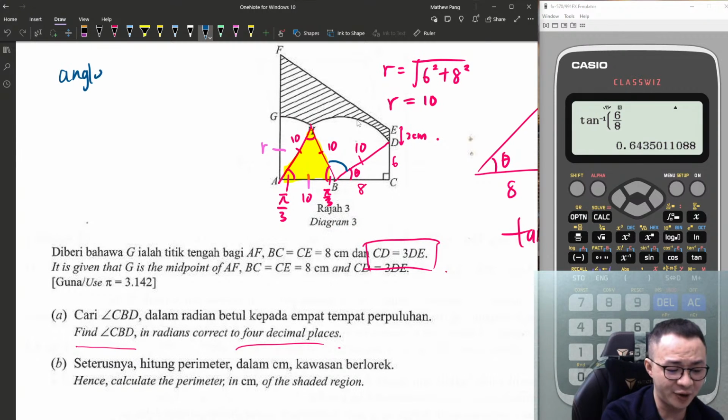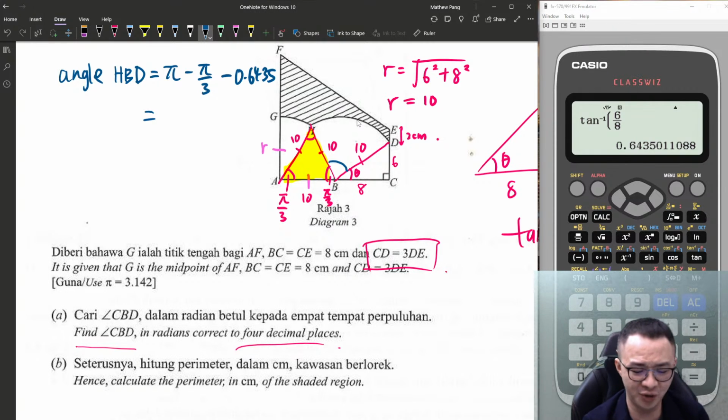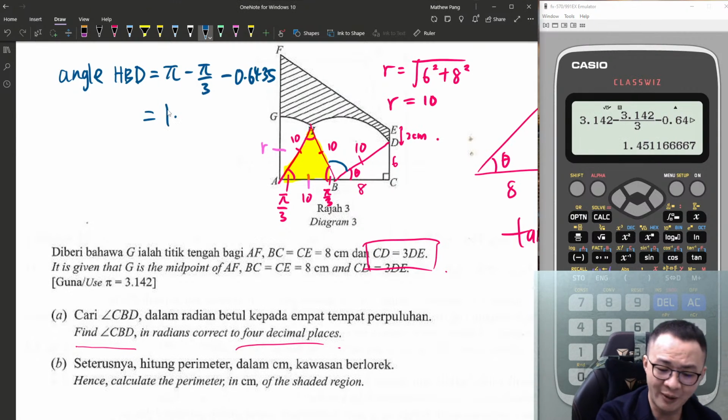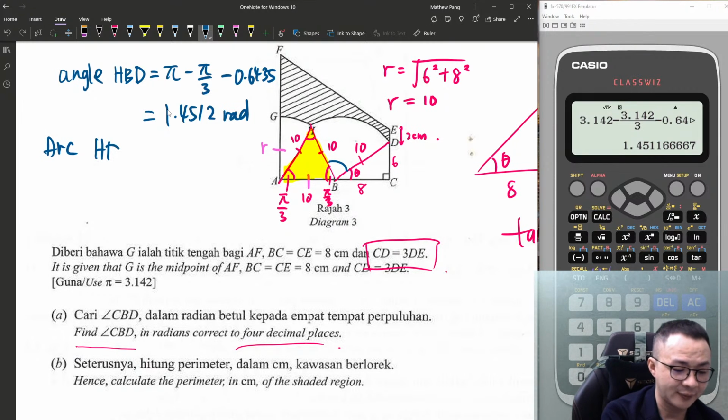So let's find this angle first. We call it angle HBD. HBD is pi minus pi over 3 minus 0.6435. The question says pi is 3.142, right? Just follow them. Minus 3.142 over 3. I hope one day SPM will fix this problem and let us use the pi in the calculator rather than a fixed specific value. Okay, this is 1.4512 radian. Then I can get the arc length of HD. The arc length formula is r theta. R is 10, right?